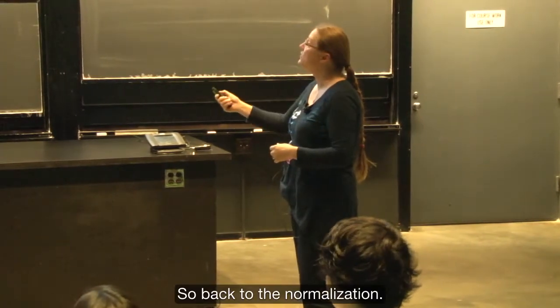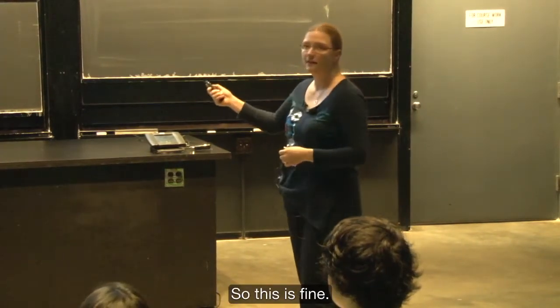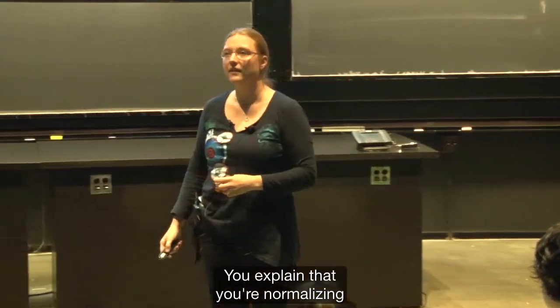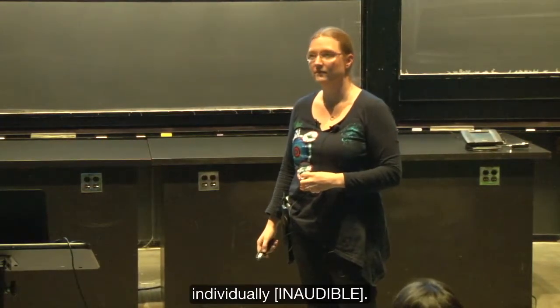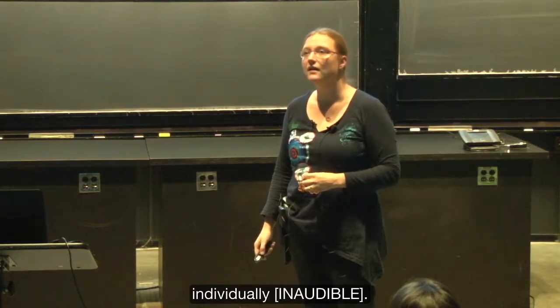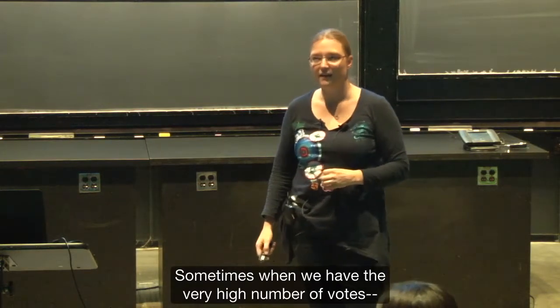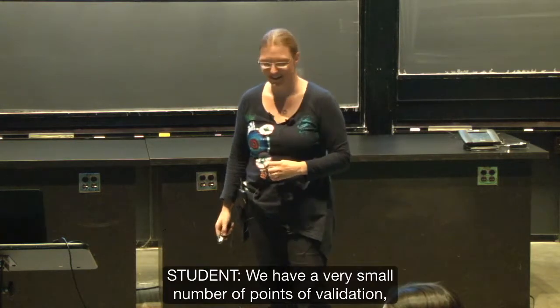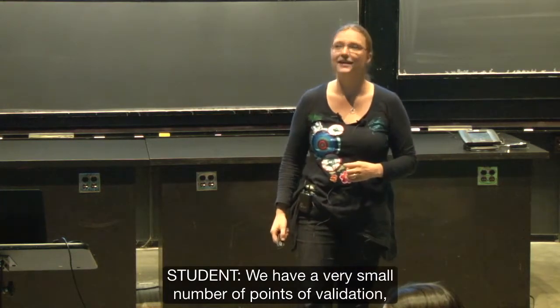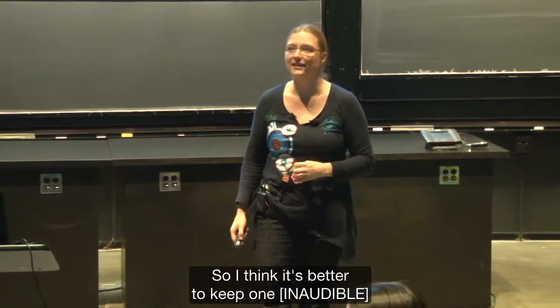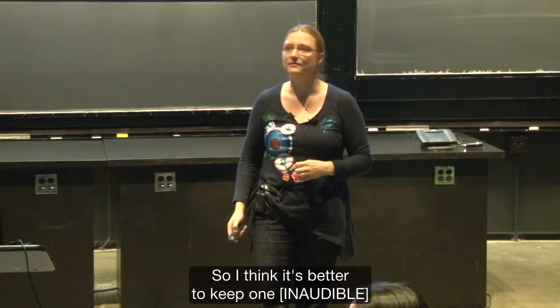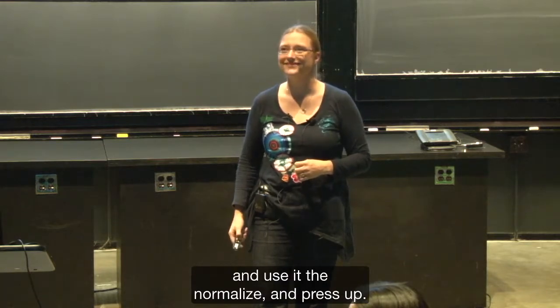So back to the normalization. So this is fine. Yes? In this way that you are saying that normalizing individually is trying to set, I think there's a problem because sometimes when we have a very high number of folds, we have a very small number of points in validation or in test. So I think it's better to keep what we have in the training set, the factors, and use them to normalize the rest.